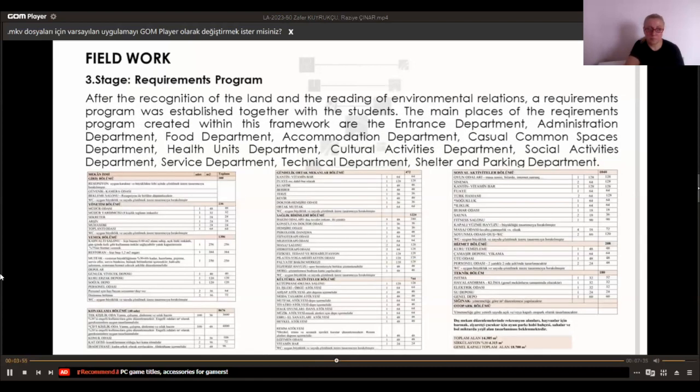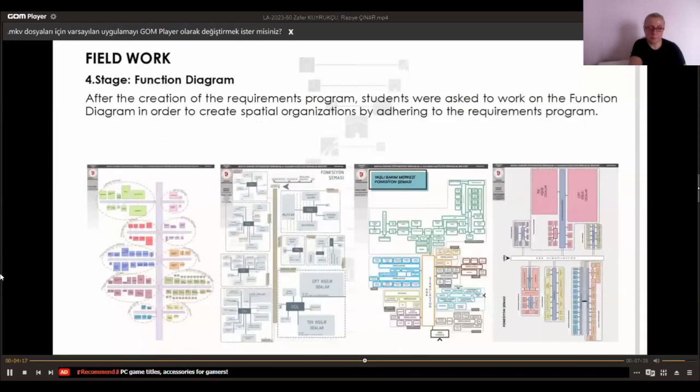Step 3. Requirements program. A requirements program was established together with the students. You can see the main departments of the requirements program, such as the entrance department, casual common space departments, health unit departments, and cultural and social activities departments. Step 4. Function diagram. After the creation of the requirements program, students were asked to work on the function diagram in order to create spatial organizations.